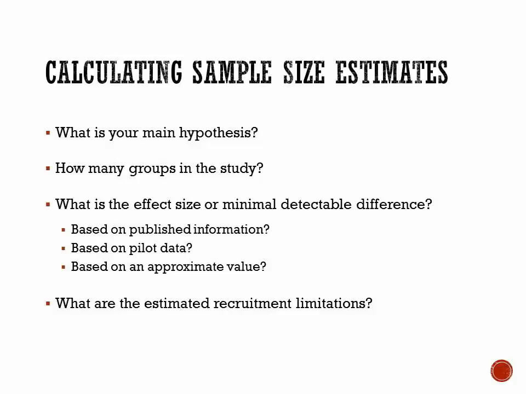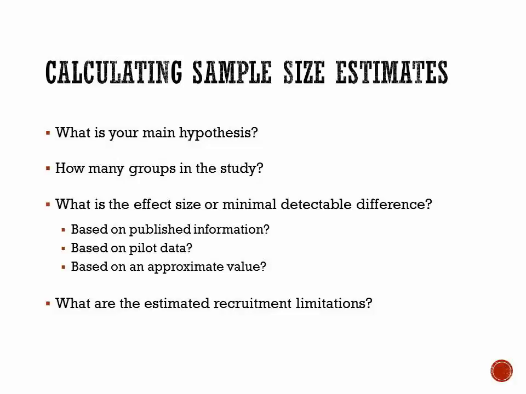Perhaps the most common role that statisticians play in health research, particularly for clinical trials, is generating a sample size estimation. In order to do this, statisticians will ask several questions. First of all, they want to know what's your main hypothesis. What is the relationship that you want to study? Secondly, a statistician will ask whether or not there are groups in the study. Are you looking at treatment versus control, or 3 or 4 different study groups?